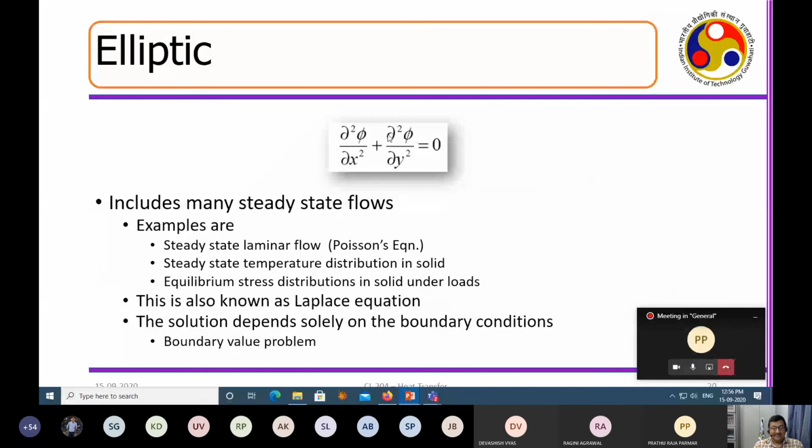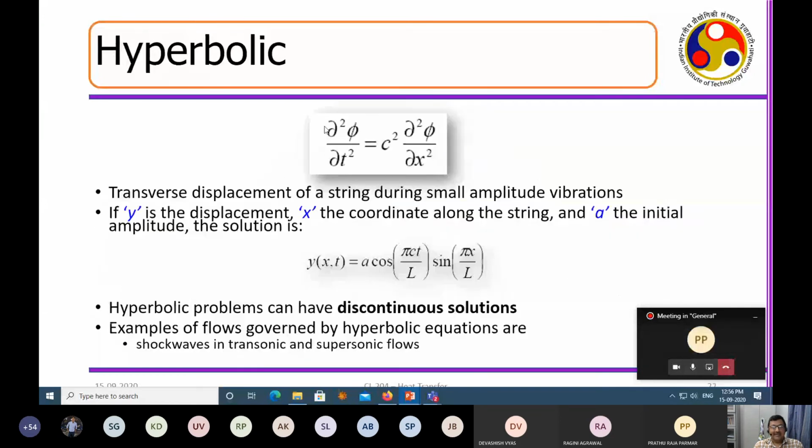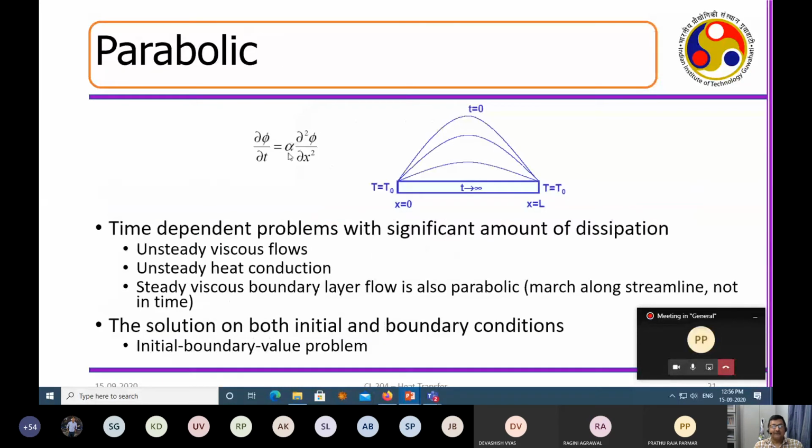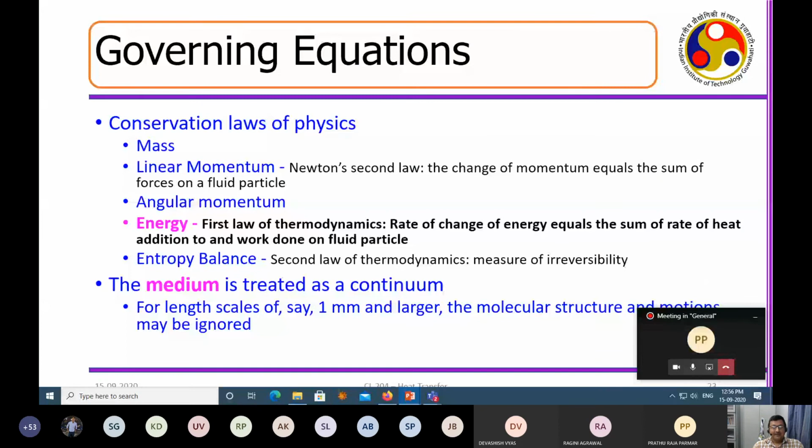So this is a linear elliptic PDE. This is a linear parabolic PDE, and this is a linear hyperbolic PDE. If this c square and this alpha is a function of phi, then this will become a nonlinear parabolic and nonlinear hyperbolic equation. So essentially, I stop with this slide, that you have to go for the conservation.